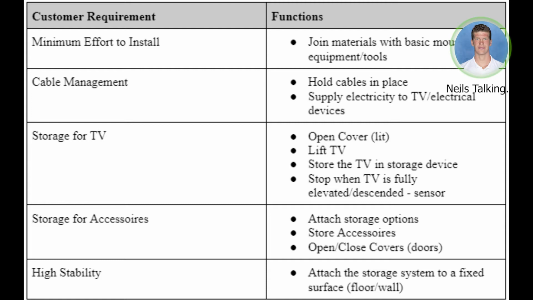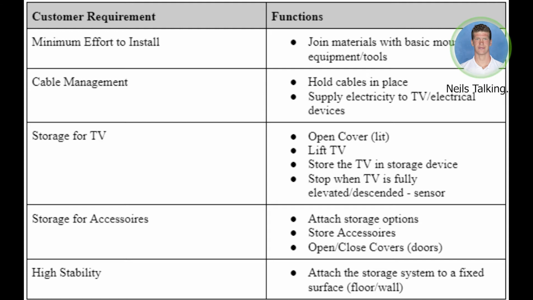Many requirements are basic requirements for a storage device in general, such as high stability. However, the TV storage feature is the main feature that distinguishes our product from other products on the market. On top of that, the storage TV is the main requirement of the product, as it contains many technical functions. Therefore, we will focus on the TV storage requirement in the concept variant generation. Before we do that, let's recap the functions mentioned in the functional decomposition of the storage for the TV. Those are: open the cover when the TV elevates, lift the TV, stop the TV when it's fully elevated and descended, and close the cover when the TV is stored.